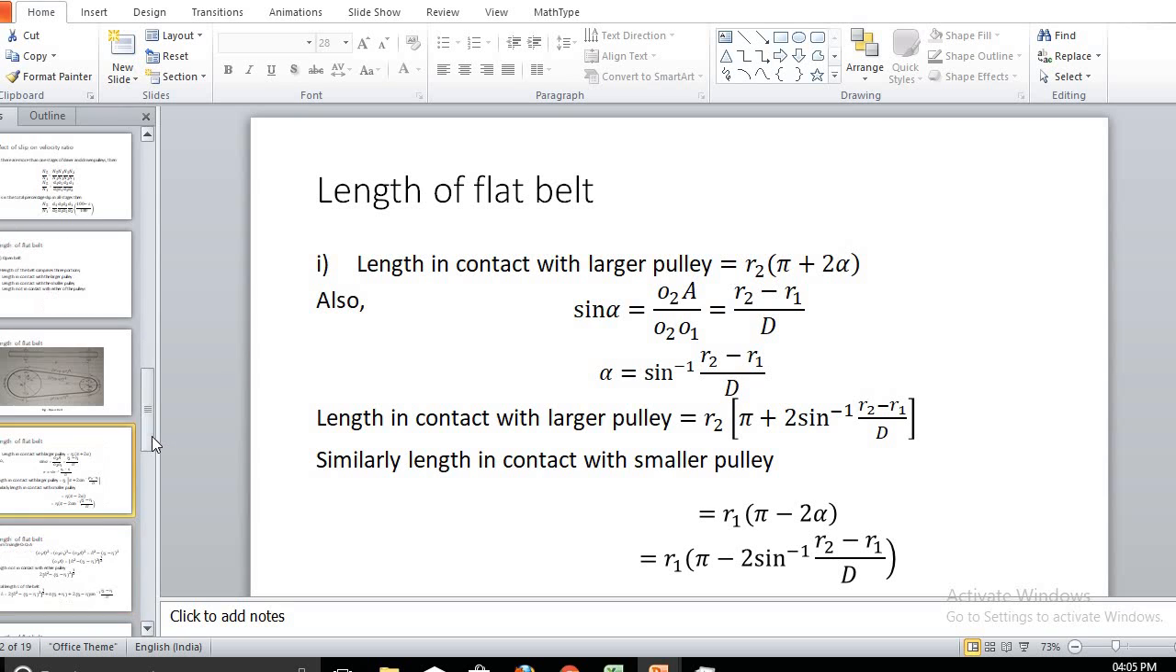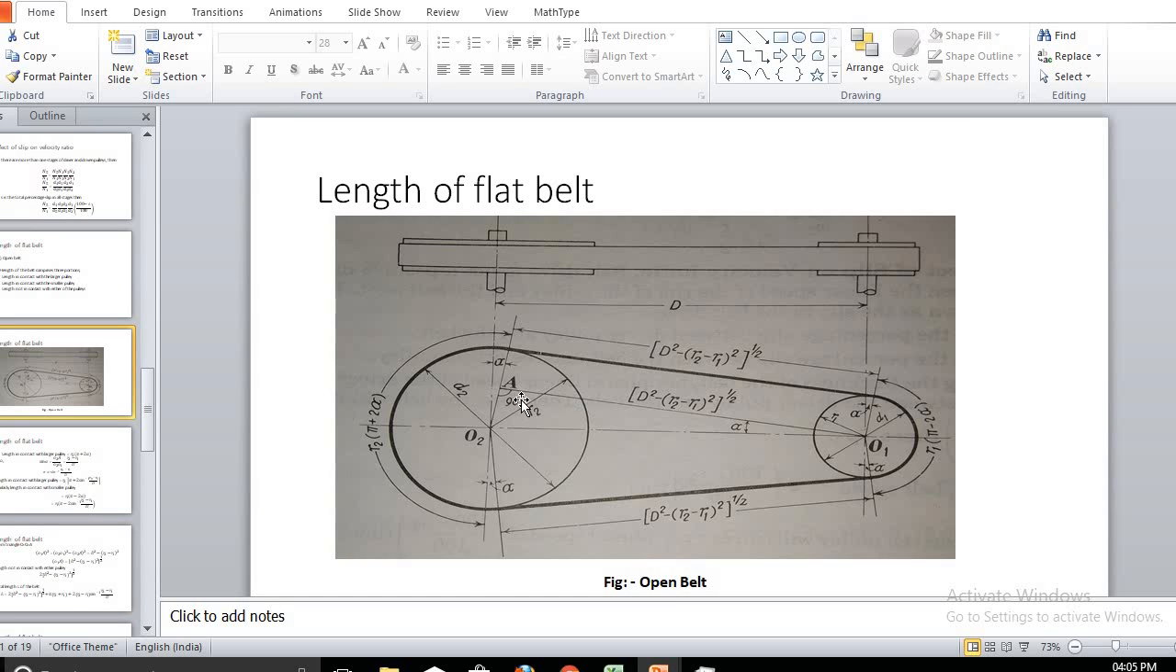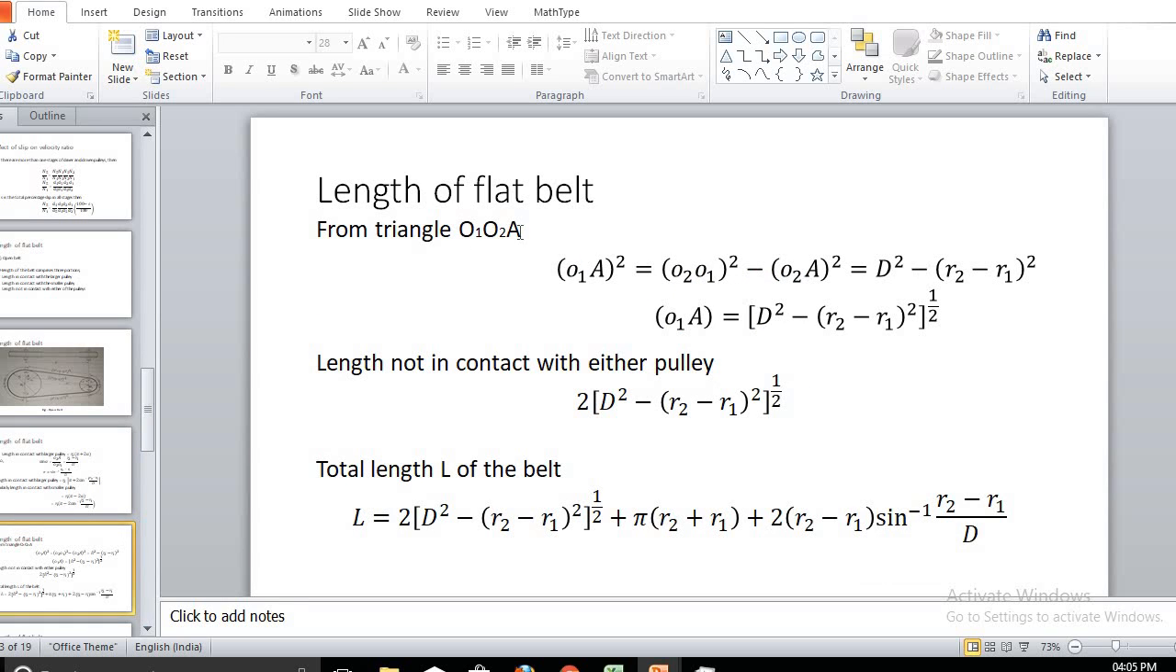Now for further simplification, consider this right angle triangle O2 A O1, or as written here, O1 O2. As we discussed, that length is calculated by the right angle triangle principle, and it is simplified as O1A equal to d square minus R2 minus R1 square, raised to 1 half.